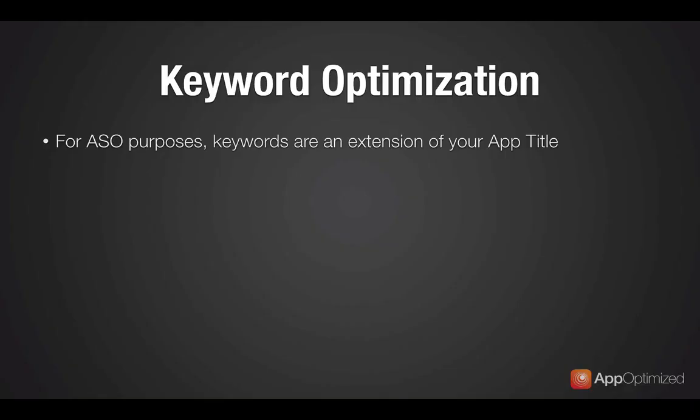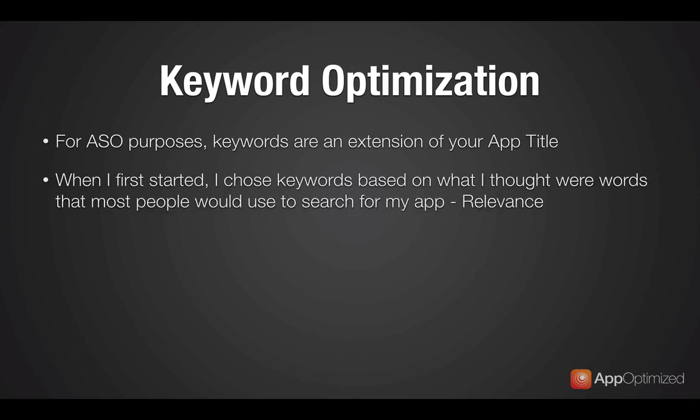So again, as I mentioned before, for ASO purposes, keywords are an extension of your app title, and that's why both of them need to be worked on together in order for it to be most effective. Now, when I first started, I created my first app in 2012. And back then, when it came to choosing keywords, I based it just on what I thought was the most relevant to what people would be using to search for my type of app or the app that I wanted to promote. And so that was based very much on relevance.